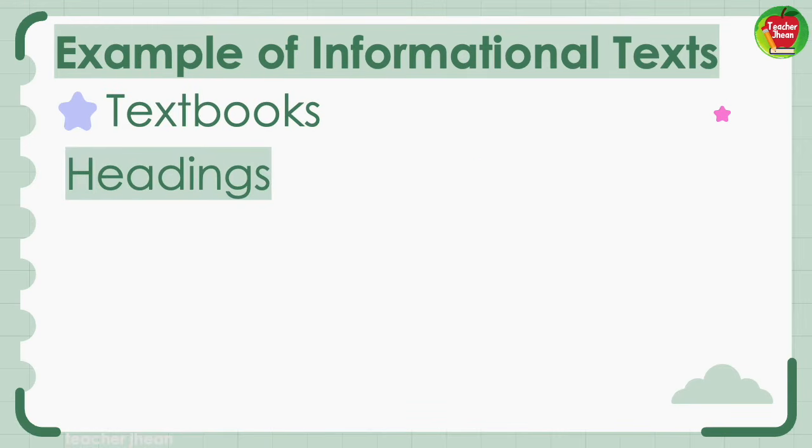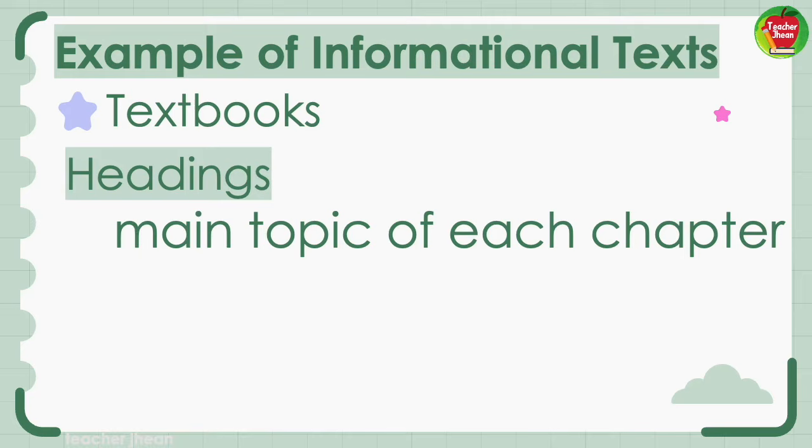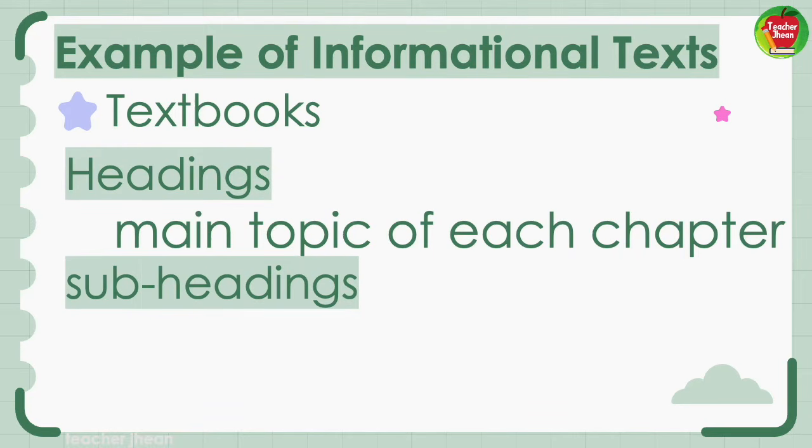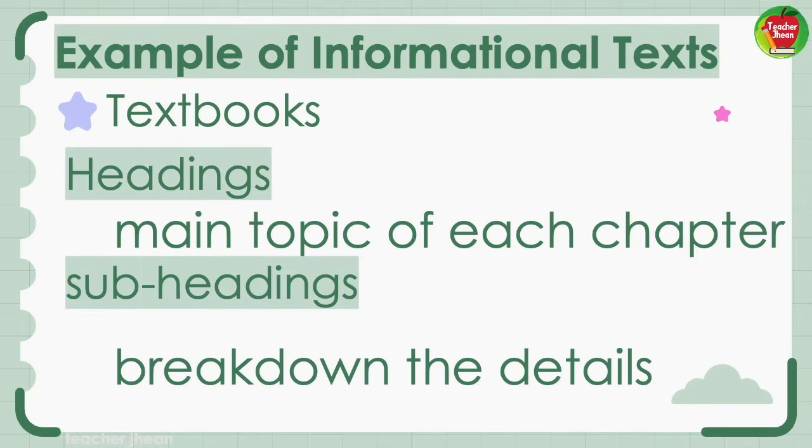Next are textbooks. A school textbook explains things like science or history. It has headings to show the main topic of each chapter and subheadings to break down the details and facts to help you learn, and has a clear structure with titles, sections, and bold words.